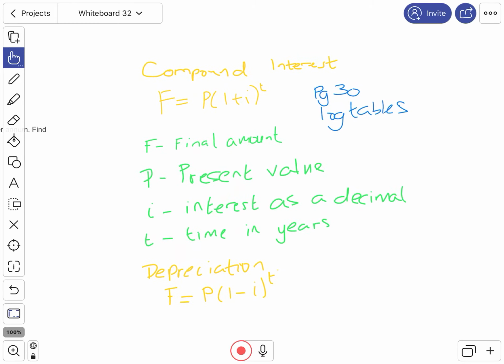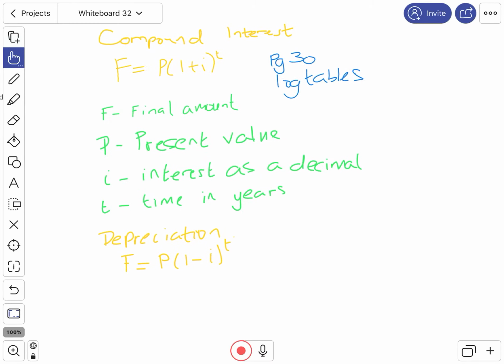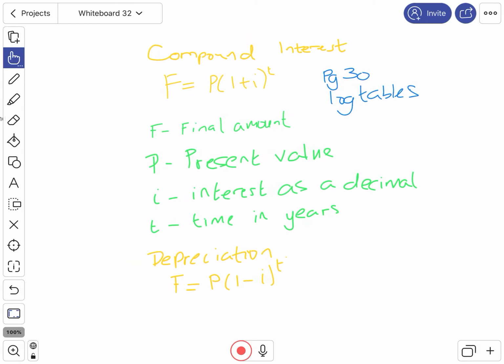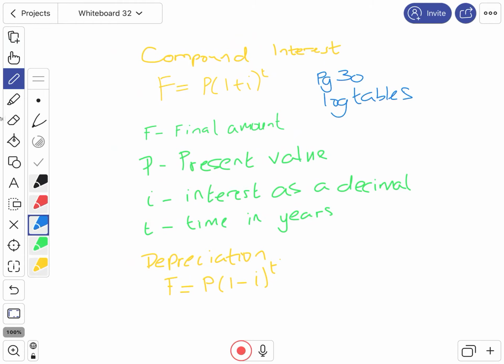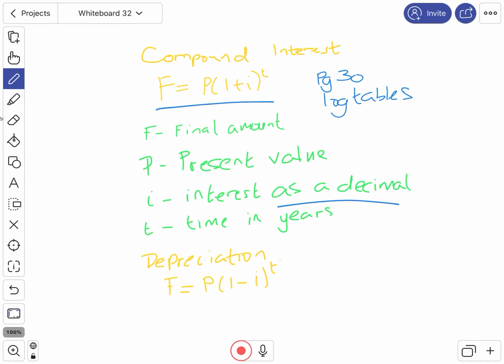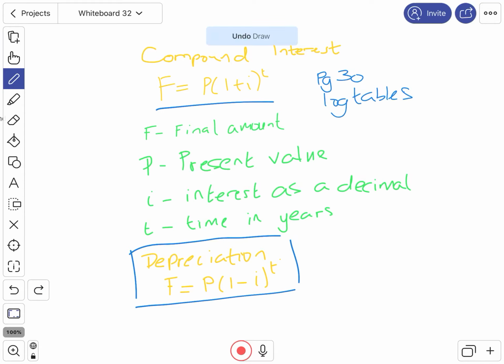So we looked at the compound interest formula in the last video. The compound interest formula is F equals P by (1 plus I) to the power of t. This one here is on page 30 of your log tables, where F is the final amount, P is the present value, I is the interest as a decimal, be careful with that, and t is time in years. And then depreciation is the exact same formula, bar it just has a minus in between because I'm subtracting the interest rather than adding on interest each time. And that again is on page 30 of the log tables.